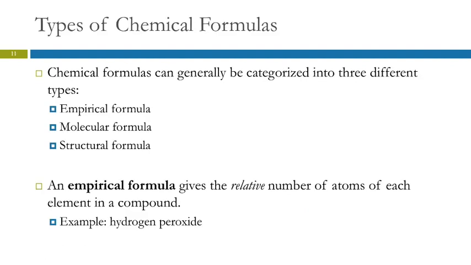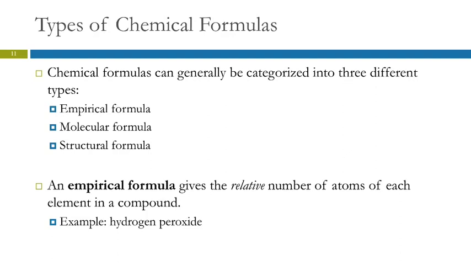There are different types of chemical formulas used to represent the same compound. We have them because they're useful in different situations. We can categorize them into 3 different types: empirical formulas, molecular formulas, and structural formulas. An empirical formula gives the relative number of atoms for each element in a compound. The word empirical means by experiment. So this is the sort of formula that we would get from an experiment. And we're going to do an experiment like that in lab, I think next week, where we actually determine the formula of a compound.